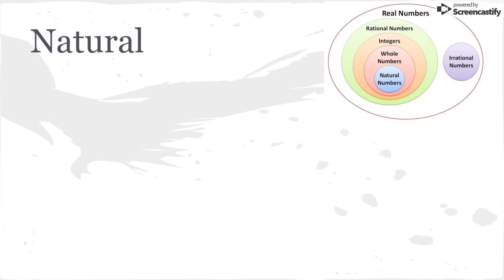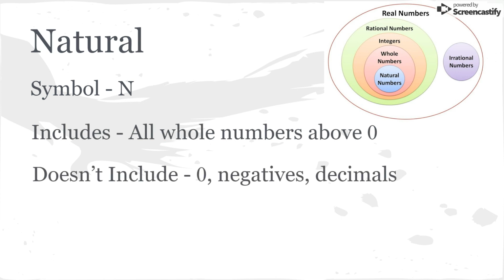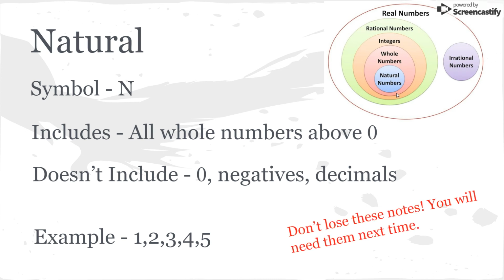Natural, the last one, the smallest guy, so he's more exclusive, okay? He kicks out a lot of the other numbers. The symbol's N. It includes all the whole numbers above 0. It doesn't include 0, negatives, or decimals. So example, 1, 2, 3, 4, 5, all the way to infinity. So yes, the only difference between whole numbers and natural numbers is 0. Whole with O has a 0. Natural has no 0. That's it. Okay, don't lose these notes. You're going to need them.